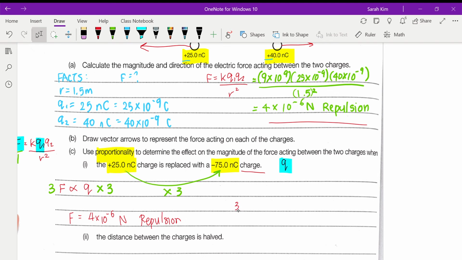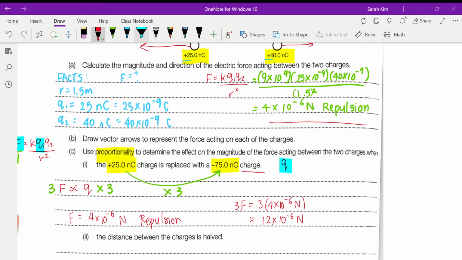What would my 3F be? Well, it would just be 3 times that number. Right? So if I just chuck that in the calculator, that should be 12 times 10 to the power of negative 6 newtons.